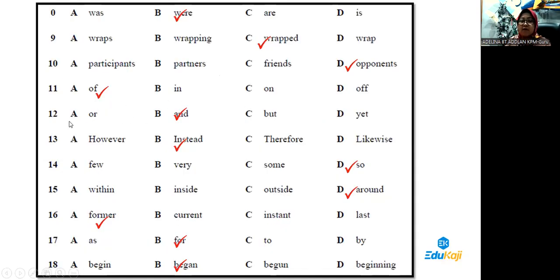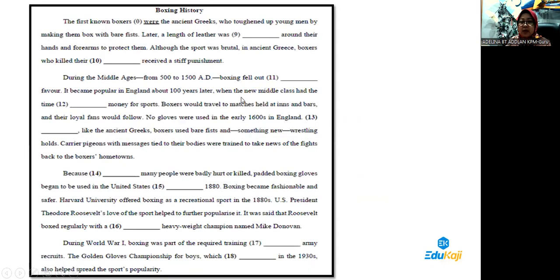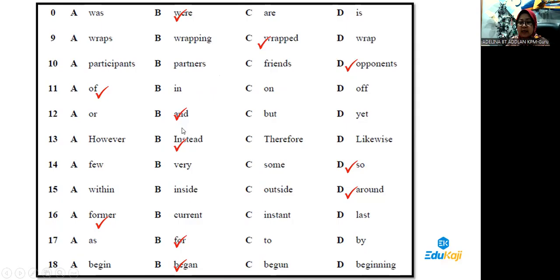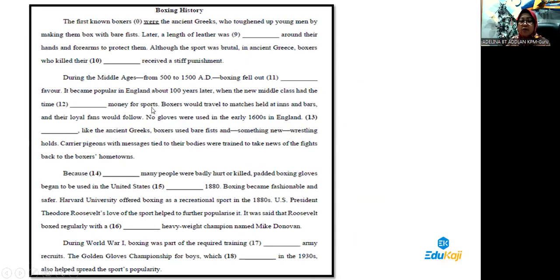Okay, for number 12, this is also testing students on their grammar. You can see that this is a connector: or, and, but, and yet. Okay, then let's see the question. When the new middle class had the time, right, and money for sports.